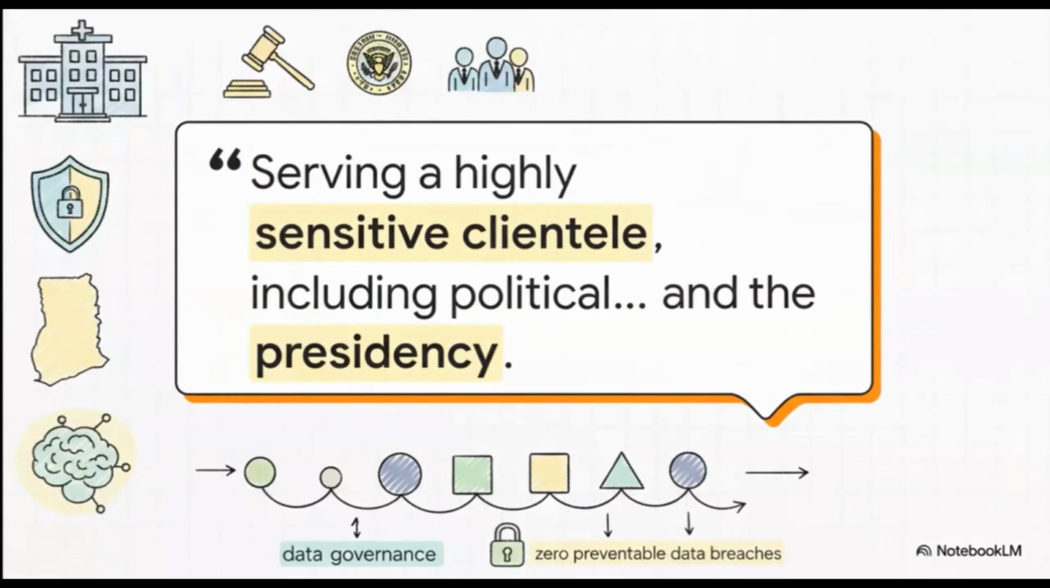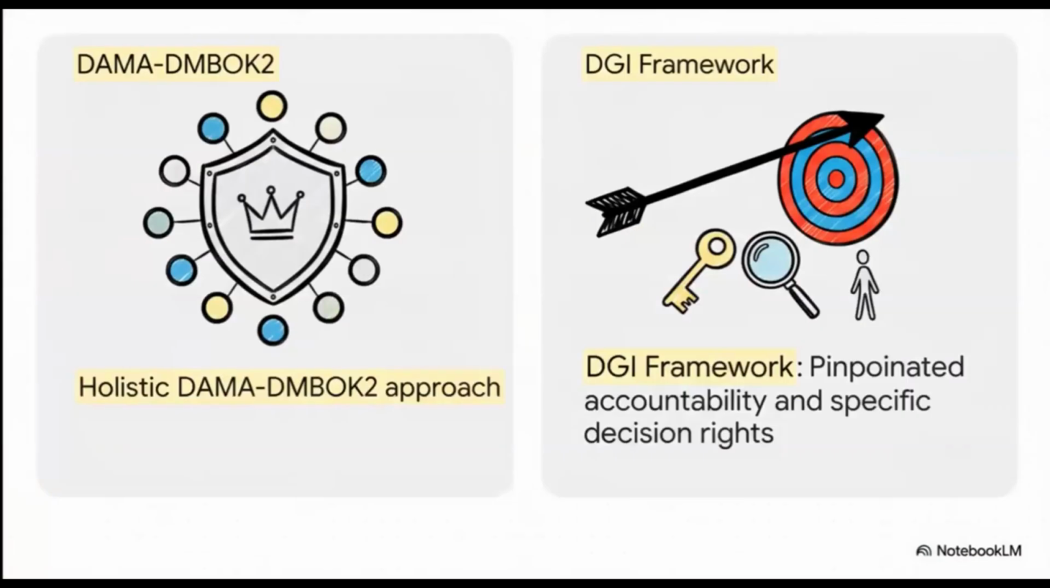Let's see how we'd use our frameworks for this incredibly sensitive environment. The contrast between DAMA and the DGI framework is a brilliant example of how we combine tools. For a facility like Apex Health, we use DAMA to design the comprehensive security ecosystem. DAMA builds the secure house. On the flip side, we use the DGI framework to assign the keys. DGI helps us decide exact decision rights and human accountability.